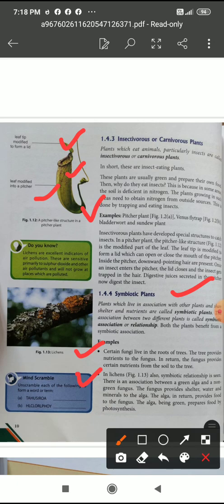In lichens, there is an association between a green alga and a non-green fungus. The fungus provides shelter, water and minerals to the alga. The alga in return provides food to the fungus. The alga, being green, prepares food by photosynthesis. And these are the pictures of lichens.